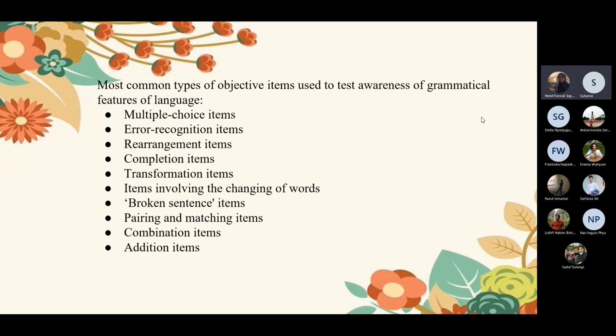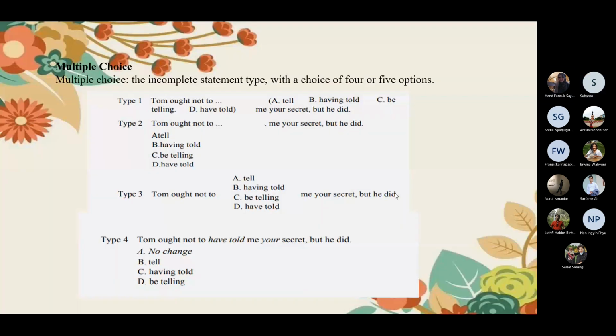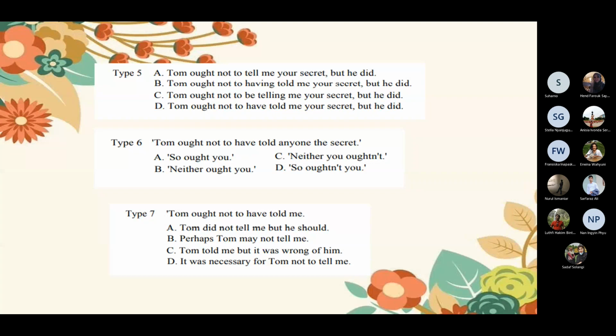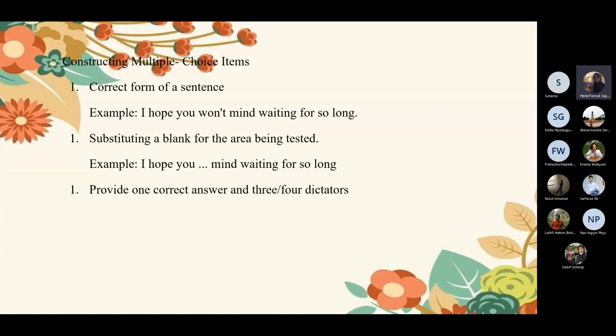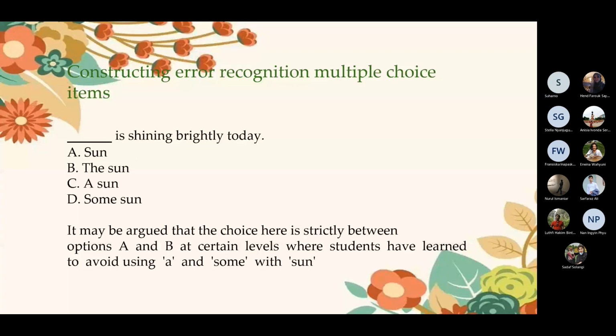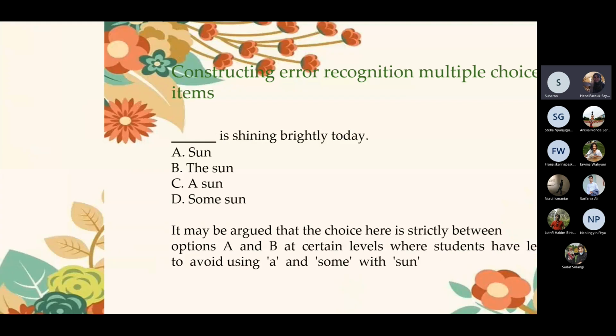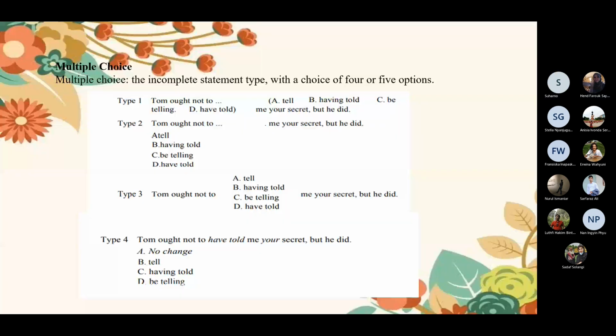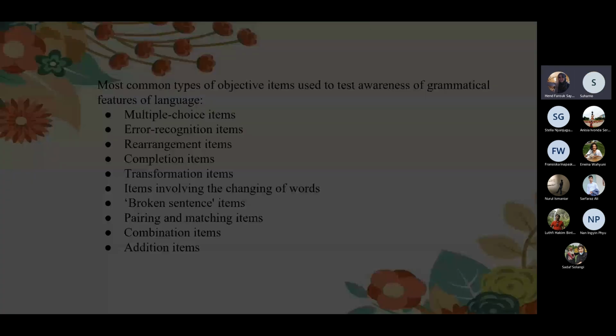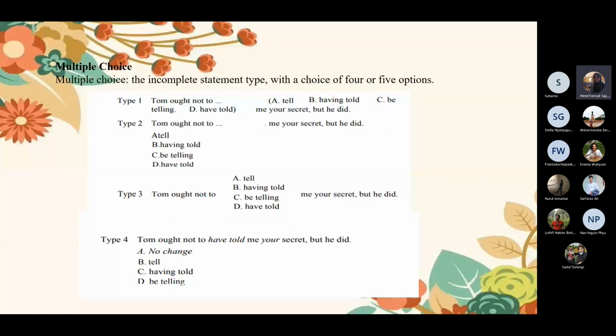Would you like me to turn to another slide? Yeah, okay, please. Makes a lot of sense. But multiple choice. Yeah, okay, type 1, please. Constructing, yeah, okay, understand. The first one was multiple choice, I think. Just stay still, not keep moving. Okay.